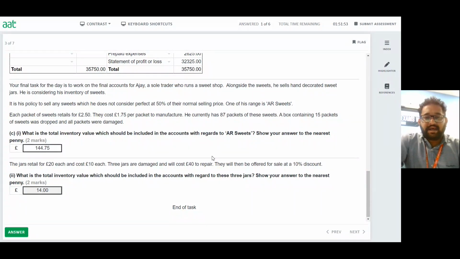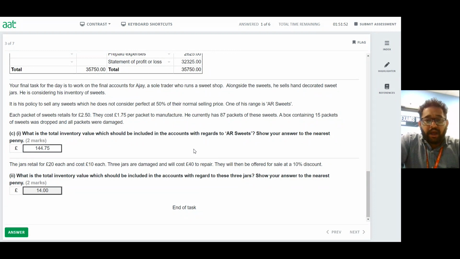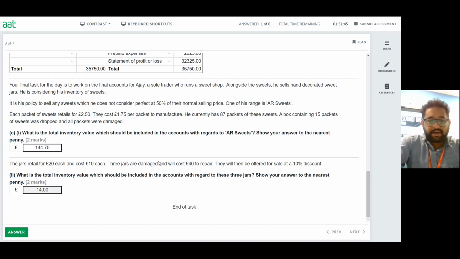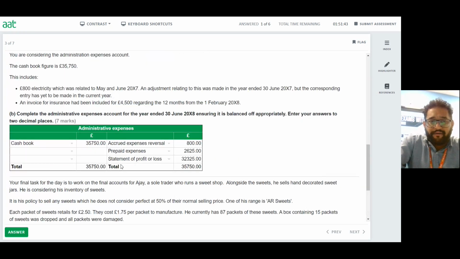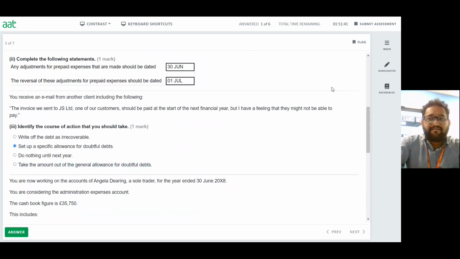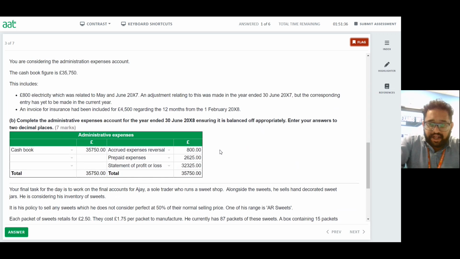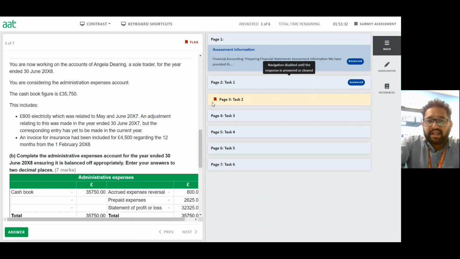So this is the amount I'm going to record in the books for these two different inventories. Okay, so we've completed all of it here. Let me show you what the purpose of the flag is. If you flag a question, like if you haven't answered it, then if you go and look at the index, you'll see that flag icon show up there. It says here, this is the flag.